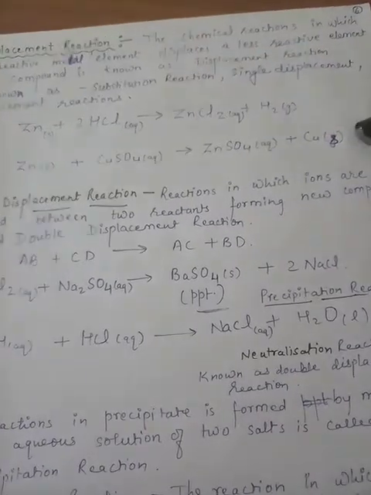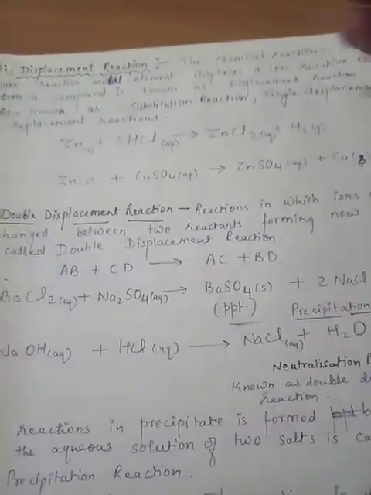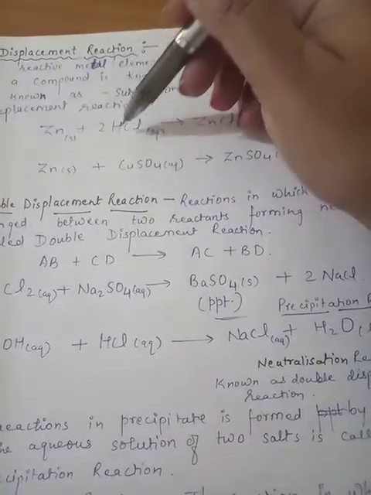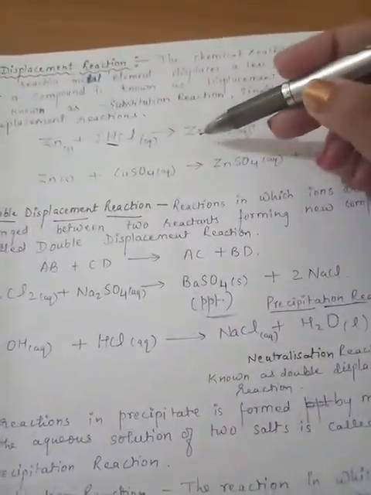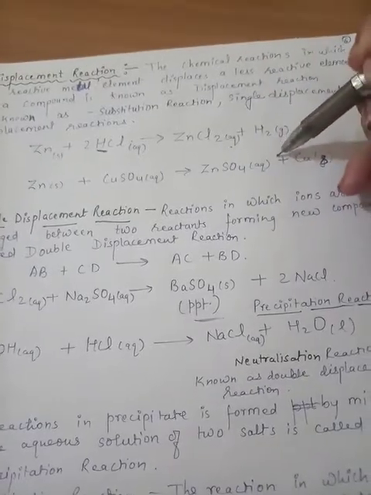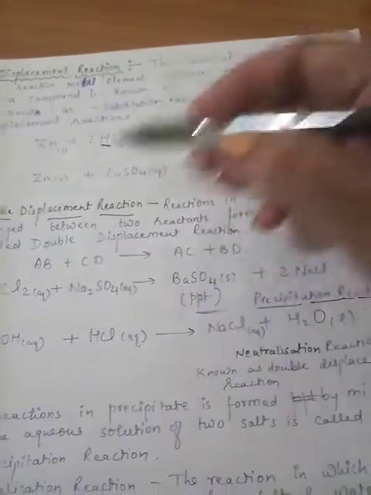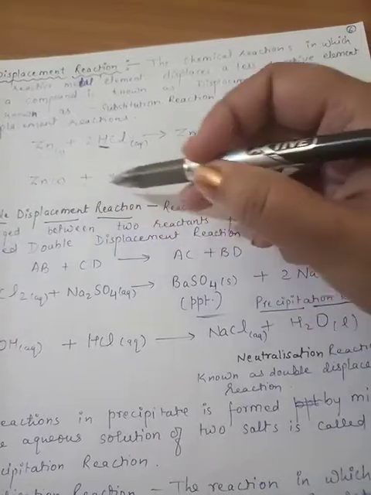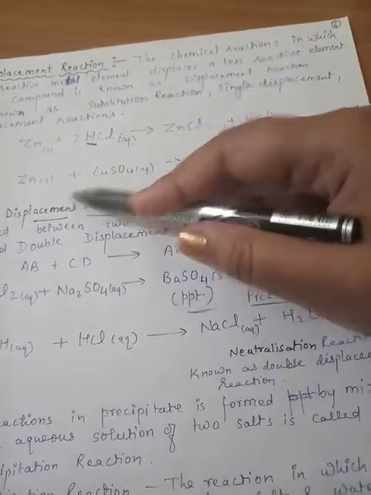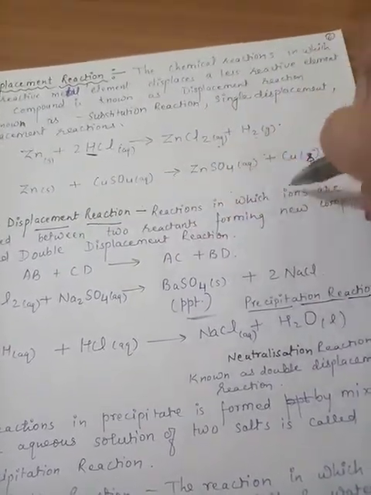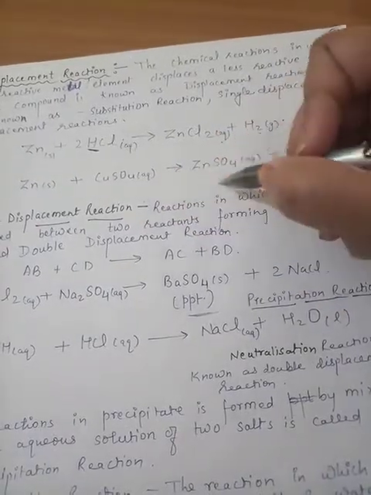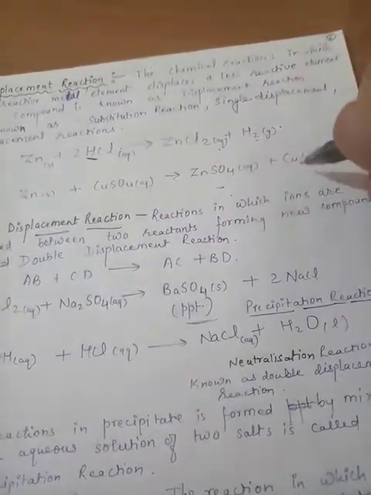What is being displaced here? Here, hydrogen has been displaced from the chlorine, that is, zinc chloride is formed and hydrogen is released. In another example, zinc plus copper sulfate: zinc is a metal, copper sulfate gives zinc sulfate and copper. Here it becomes zinc sulfate, which you can see on the product side, and copper.